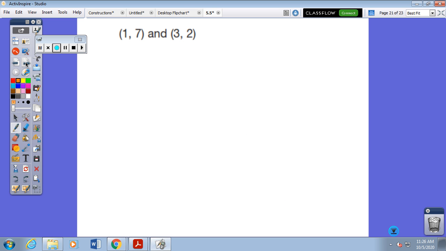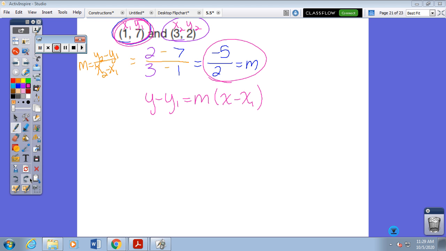Okay, I'm going to try another one. So again, you have to use the slope formula to find the slope first, and then you can plug in. So go ahead and find the slope. This is something we've learned previously. Pause it, find slope. Alrighty, your slope there is negative 5/2. I've circled x1, y1. I'm going to use 1, 7. Plug it into this formula here.